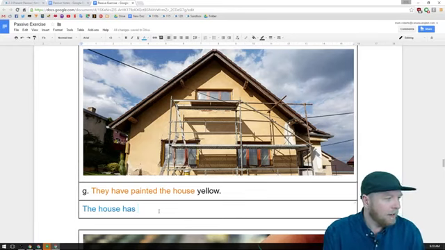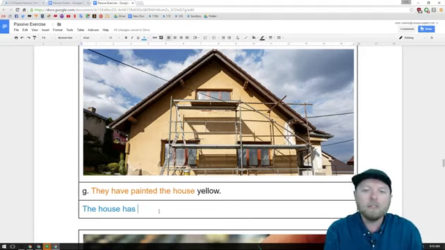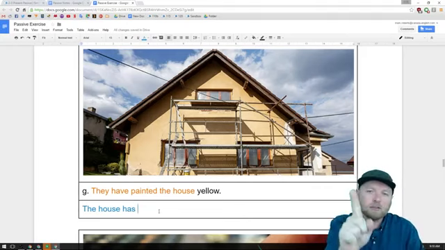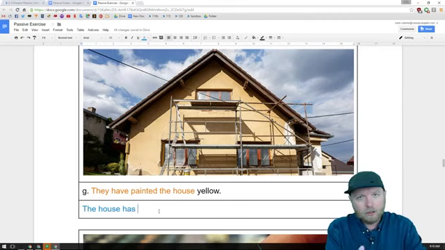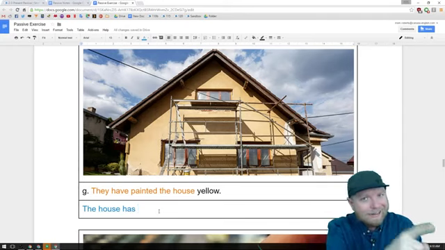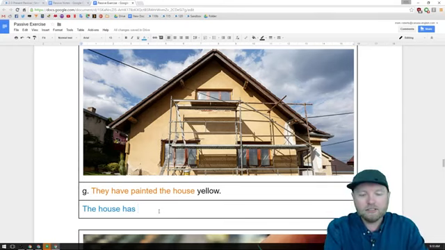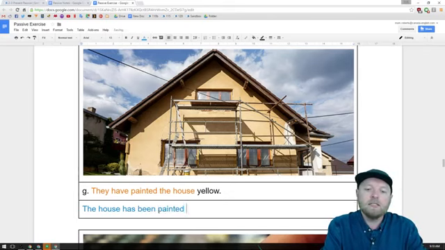Miguel Sorbazo, what happened? The house have? No, the house, it's a common mistake. Don't worry. But the house is one. So has, and present perfect. Passive. You need have or has plus been plus a past participle. So the house has been painted yellow.